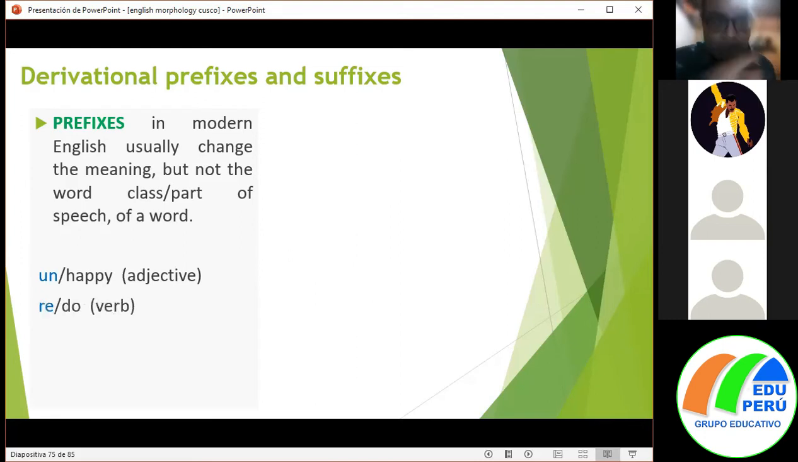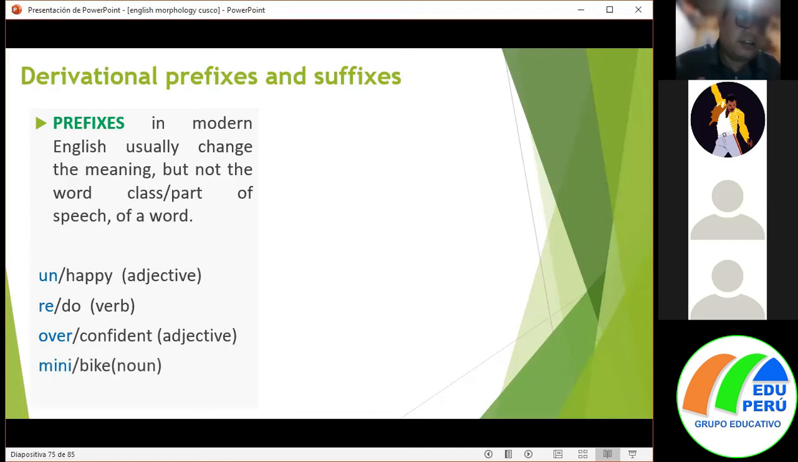Do, redo. So you have to do it again, no? You have to do it again. It is a verb. Do, a verb. Redo, a verb. So you don't change the type of word, but you change the meaning. Confident, adjective. Overconfident, adjective. You don't change the type of word, but you change the meaning. Bike, a noun. Minibike, a noun. But the meaning is different.